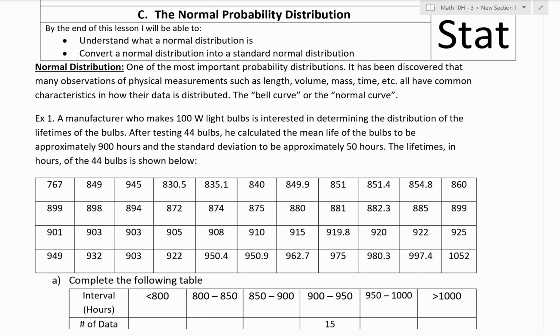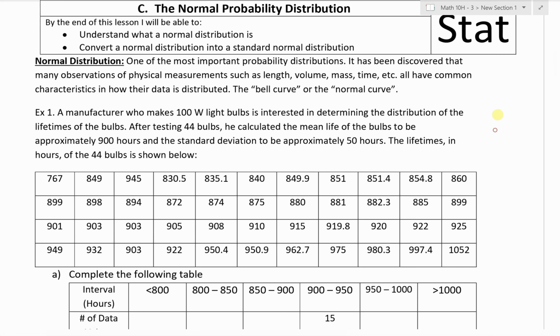So let's take a look at the definition of what a normal distribution is. It says it is one of the most important probability distributions. It has been discovered that many observations of physical measurements such as length, volume, mass, and time, etc., all have common characteristics in how their data is distributed. And we call this shape the bell curve or the normal curve. This is very important because, like it says, this kind of distribution describes many physical phenomena. So it's very useful.